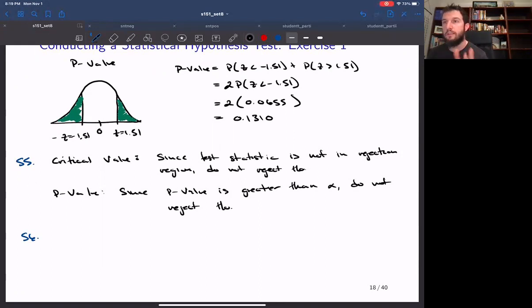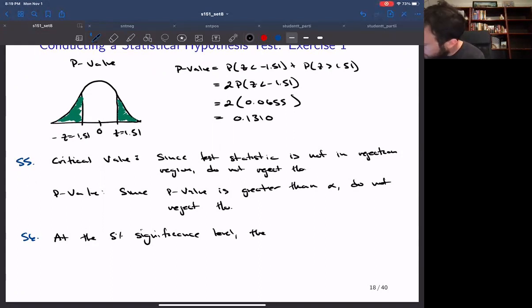Or sorry, state in the context of the alternative. My bad. So we're going to have, at the 5% significance level, and effectively every conclusion is going to start this way. We're going to say, at whatever significance level we're at, the data do not provide.